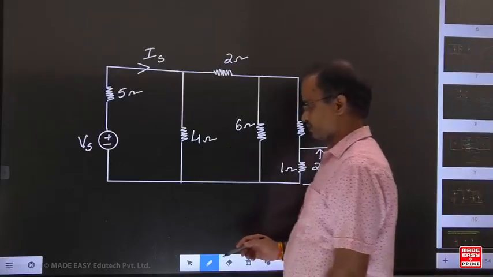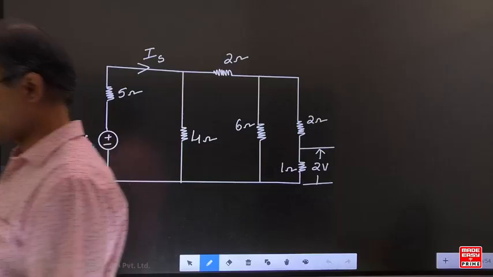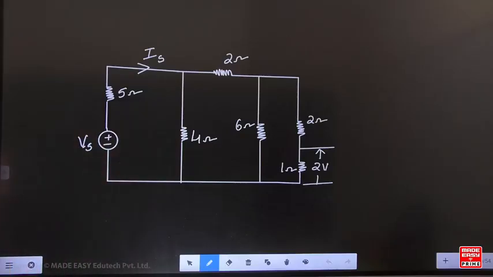Right, the next one. Find source current. Find source current and source voltage.